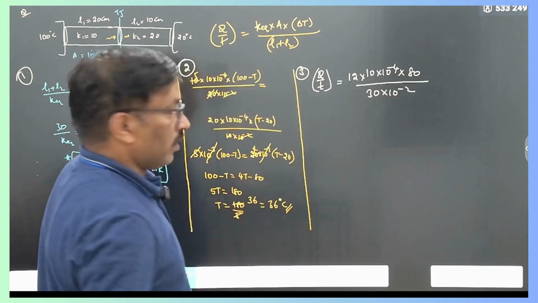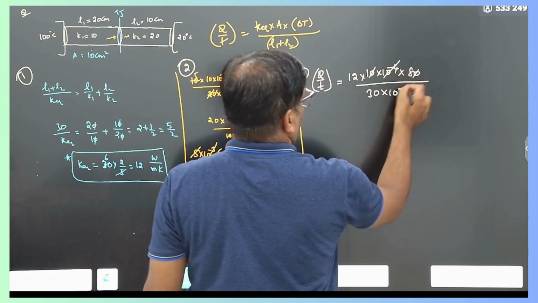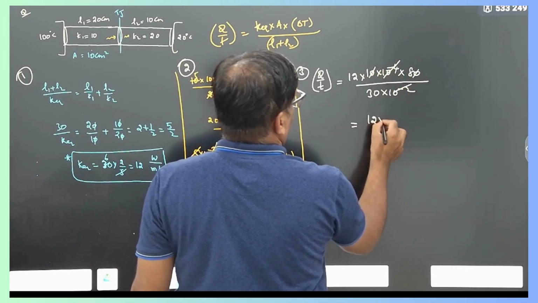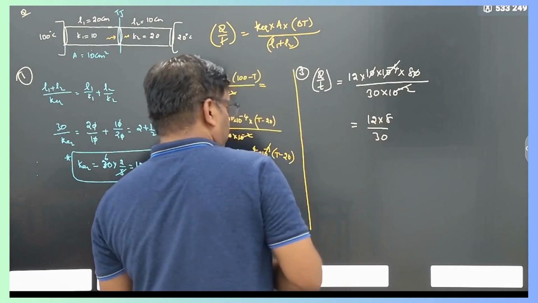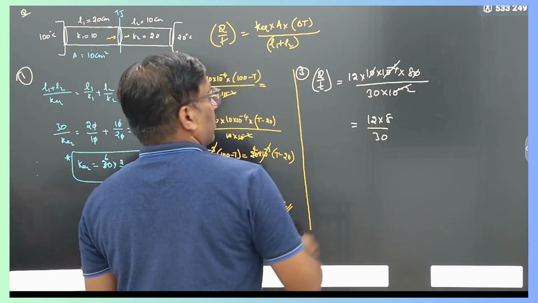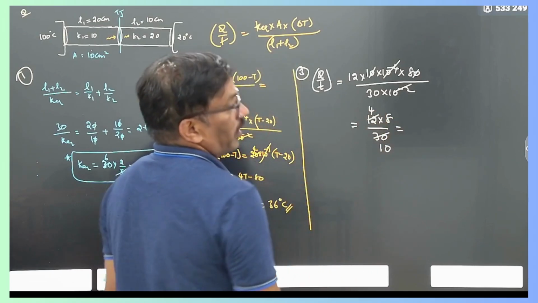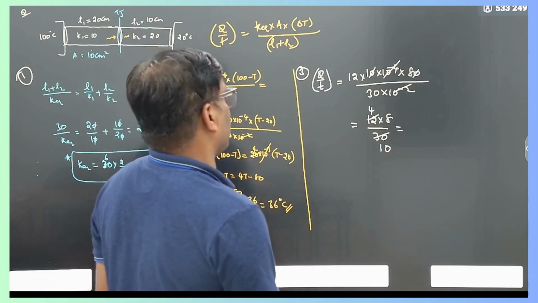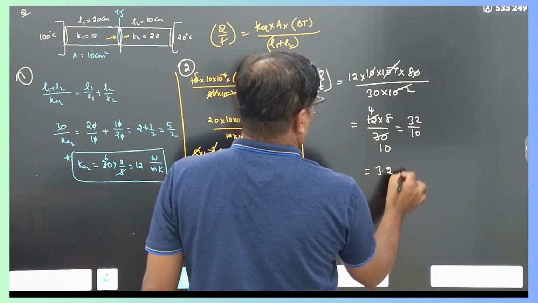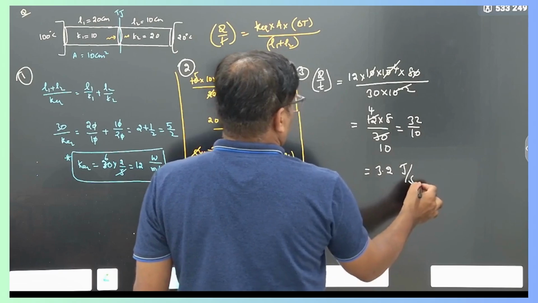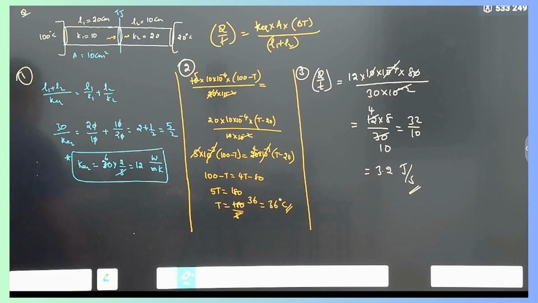Clear? These two zeros I can take out as 10 to the power minus 2, therefore this will get cancelled out. So therefore 12 into 8 divided by 30. Now 3 10s are 30, 3 4s are 12, therefore how much will it be? 8 4s are 32, 32 divided by 10, so 3.2 joules per second. This much amount of energy flows through this. Clear? Like these questions you can expect.